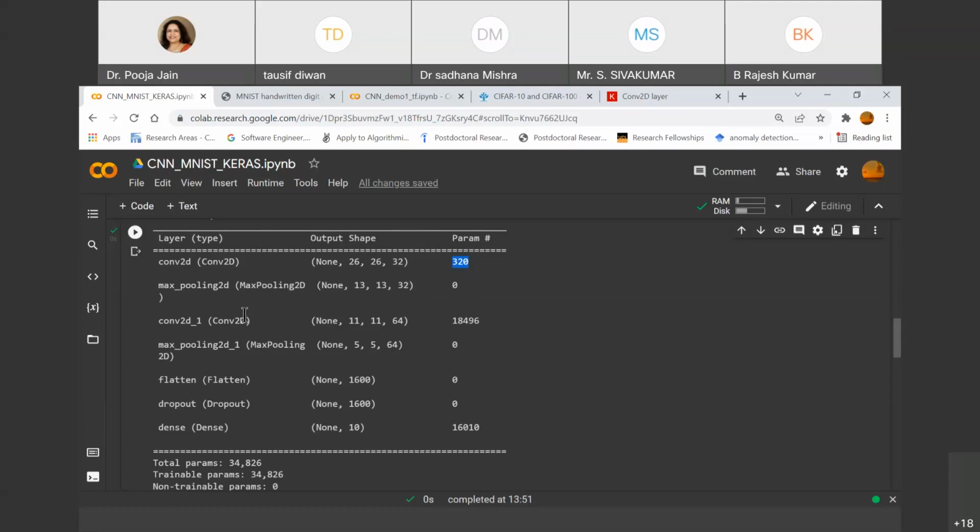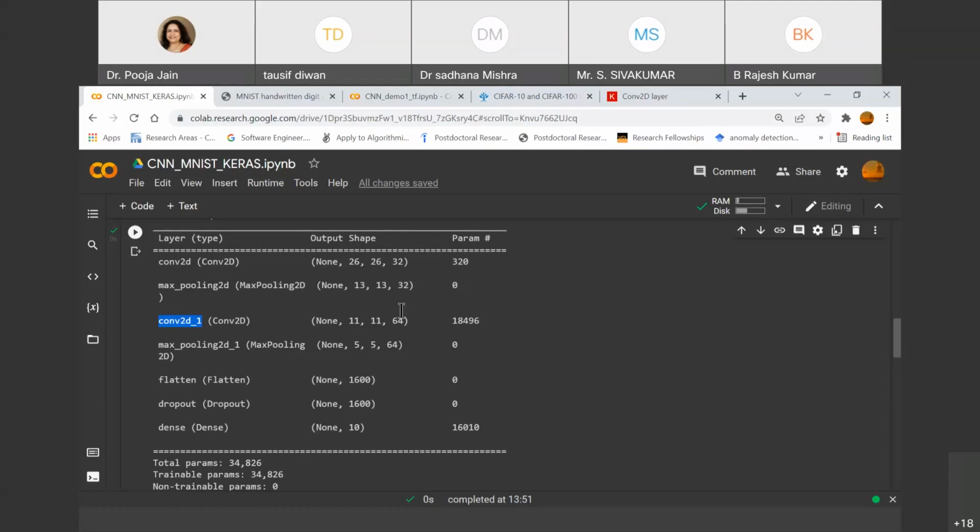Then the next convolutional layer. See here, the name here is conv2d and here conv2d underscore 1. We have not defined this. Okay. By default, it is like first conv2d, second conv2d, but what is the name of that convolutional layer? It is decided by the framework. Now 13 cross 13 is getting transformed to 11 cross 11. And how many filters are we applying? 64 filters we are applying.